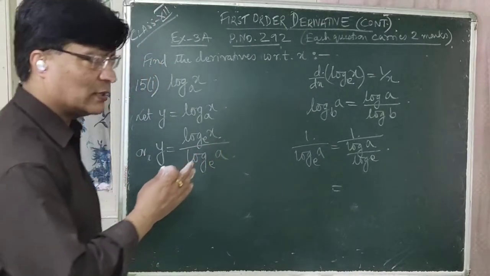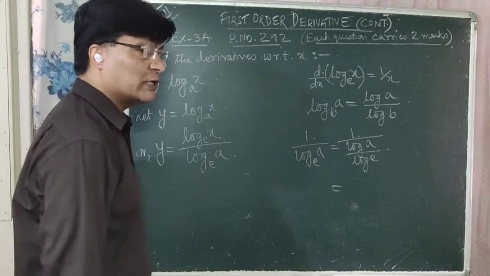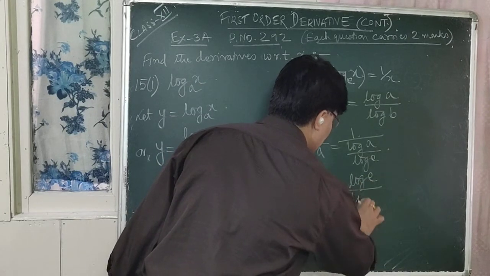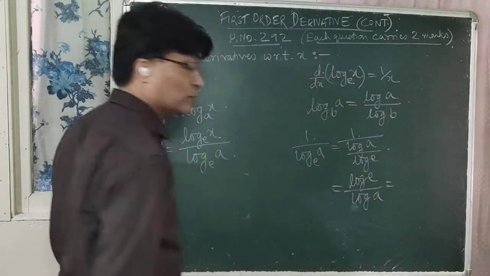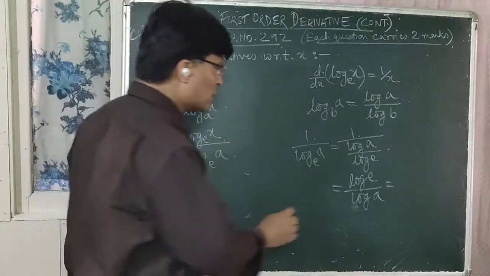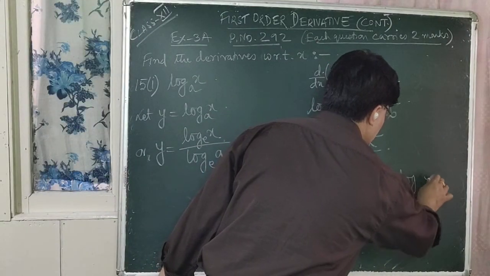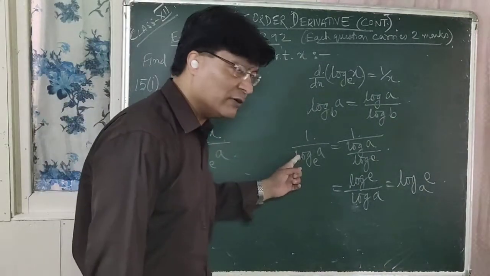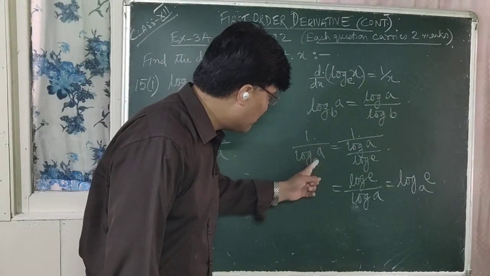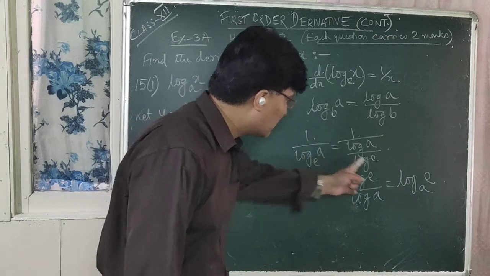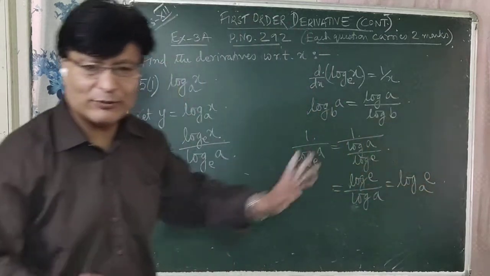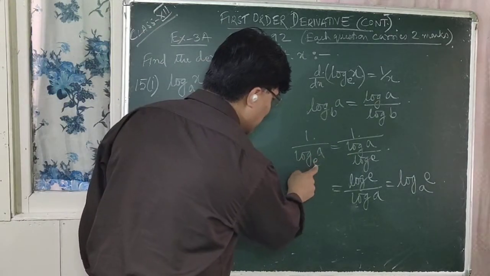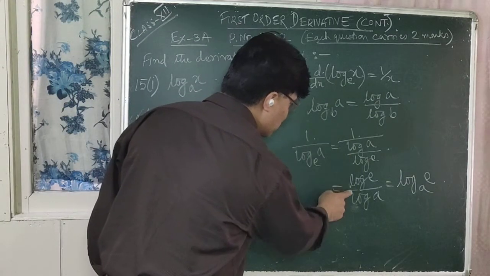When this denominator goes up in the numerator, it becomes upside down, you know that. So it is log e divided by log a. You can write it in terms of base form, so it is log e base a. So whenever this term, log a base e, goes up in the numerator, it becomes log e base a. Directly you can write it. Is it clear now?